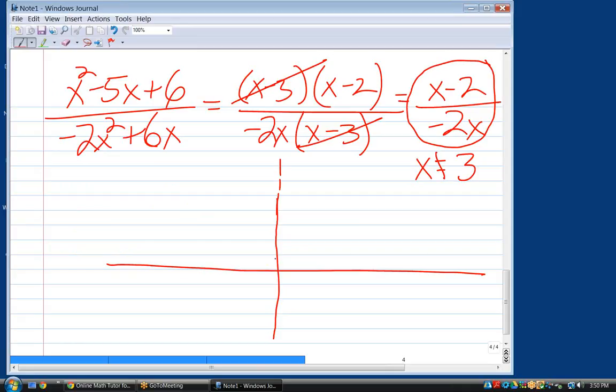In other words, we can never let x be equal to 0. We also can't let it be equal to 3, but we're going to ignore that until we draw the graph. What is the horizontal asymptote?